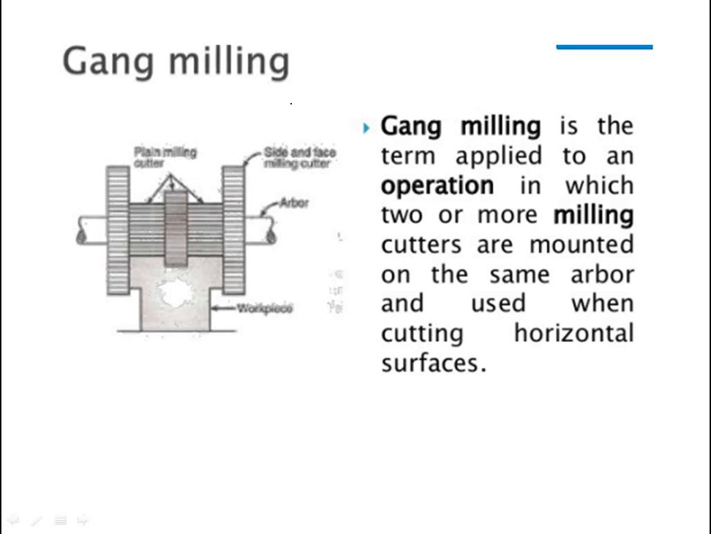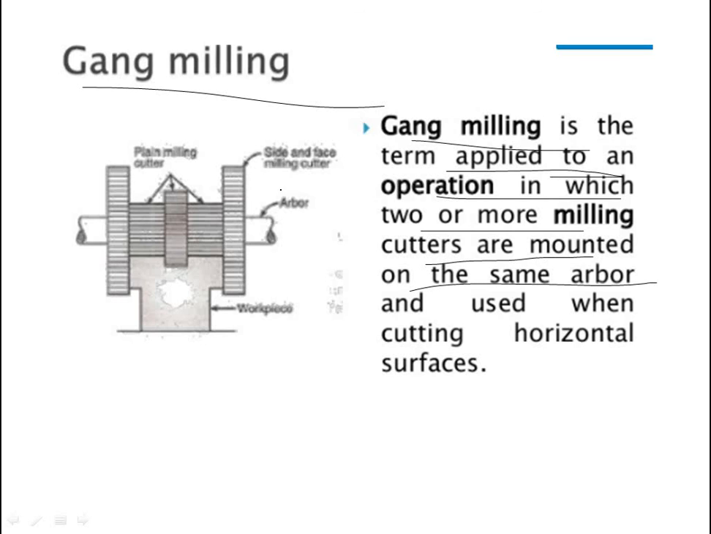Next one, gang milling. Gang milling is the term applied to an operation in which two or more milling cutters are mounted on the same arbor. So you all can see this is the arbor. On the same arbor, two milling cutters are mounted and used when cutting horizontal surfaces.